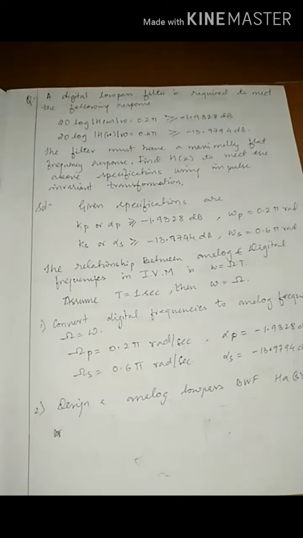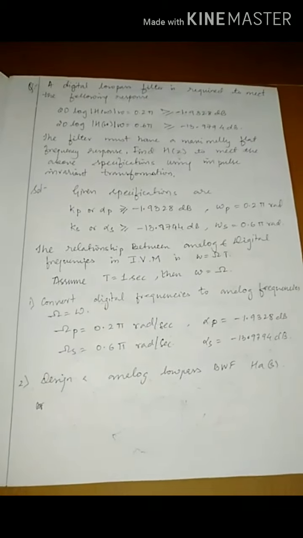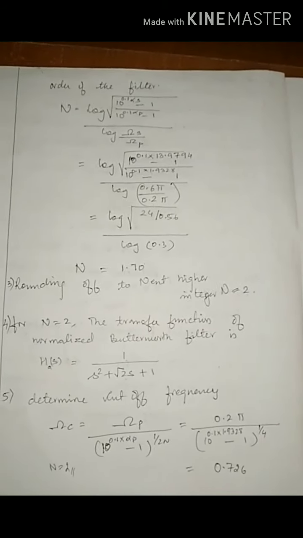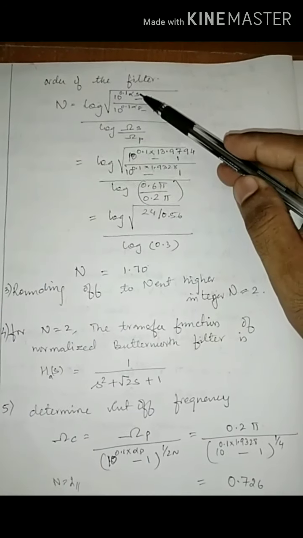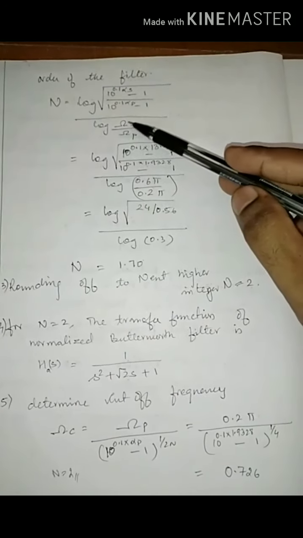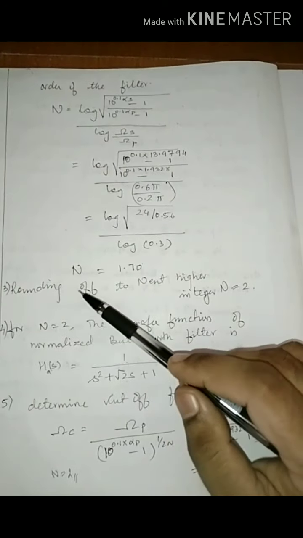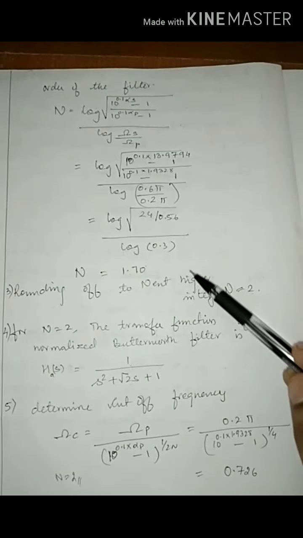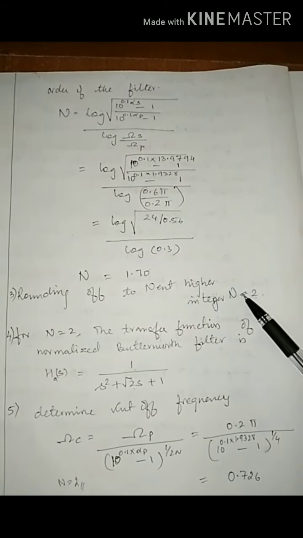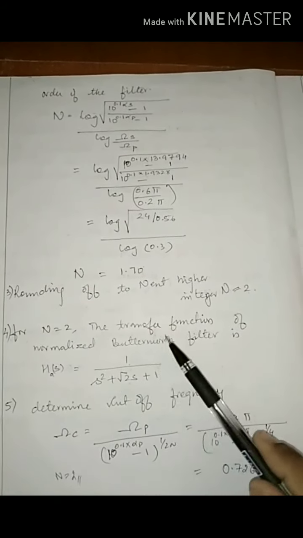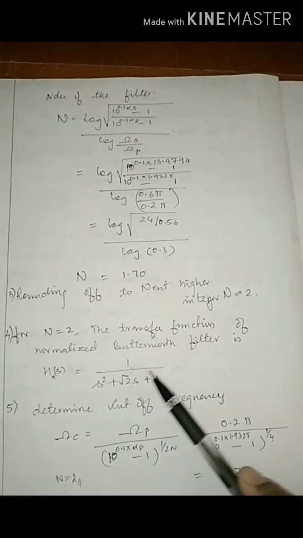Now we need to design an analog low pass Butterworth filter, that is HA of S. So here we need to calculate the order of the filter. So for Butterworth filter, this is the formula. Substitute the value of alpha s, alpha p, omega s, omega p. The value of n is 1.70. Now the next step is rounding off the n value to the next higher integer, we get the value of n as 2. Now depending upon the value of n equal to 2, the transfer function of a normalized Butterworth filter is H of s is equal to 1 divided by s square plus root 2s plus 1.